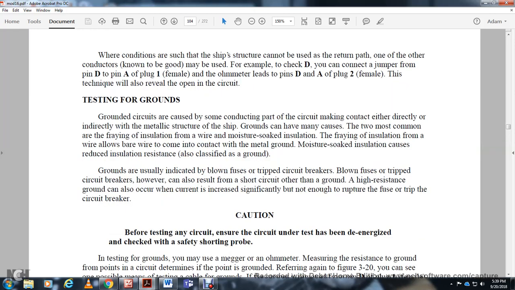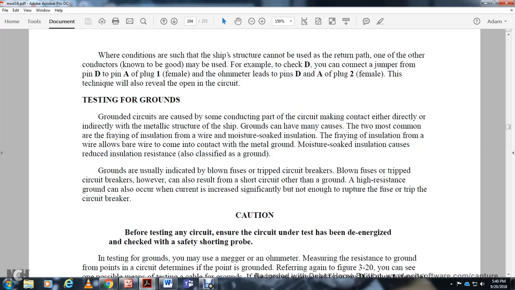Testing for a ground circuit. A ground occurs when a conducting part of the circuit makes contact, either directly or indirectly, with the metallic structure of the ground. The most common cause is moisture soaking the wire insulation, which allows the bare wire to come in contact with the metal ground. Moisture also reduces insulation resistance, which is also classified as a ground. Grounds are usually indicated by a blown fuse or a tripped circuit breaker. However, these can also result from a short circuit other than a ground.